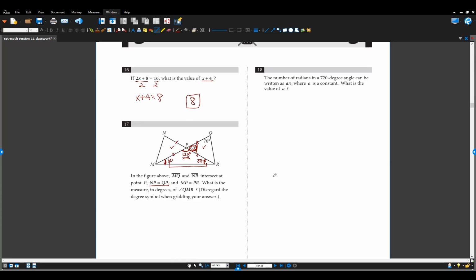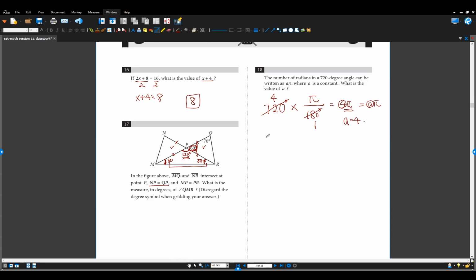The number of radians of a 720 degree angle can be written as a pi. This is the formula, right? There is a degree over here. You know that 180 degrees is actually equal to pi, that's the converting ratio, right? Okay, now it's fine. This is 1 with degree, you also need to cancel it out. This is the 4, which is what? 4 pi radians. But this one equals what? 8 pi. So a must be equal to 4, right?